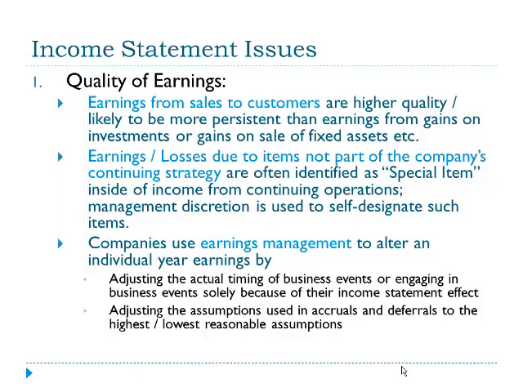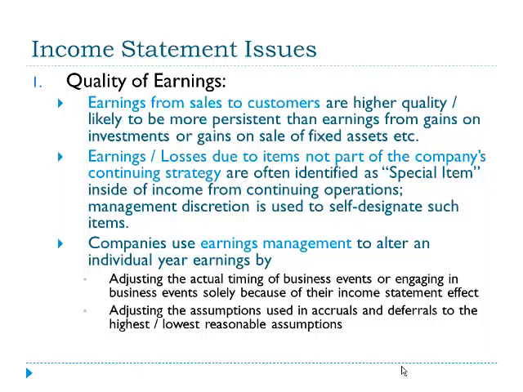When we look at the income statement, there are some big picture issues that are important to consider. First, the quality of earnings. On the income statement, some earnings are higher quality than others. Earnings from sales to customers are high quality and likely to persist more than earnings from a gain on investment or gains on sales of fixed assets. Earnings and losses that are due to items that are not part of the company's continuing strategy are often identified as special items inside of income from continuing operations, and it's management discretion whether they designate those items and point them out as being items that are different and not to be repeated.